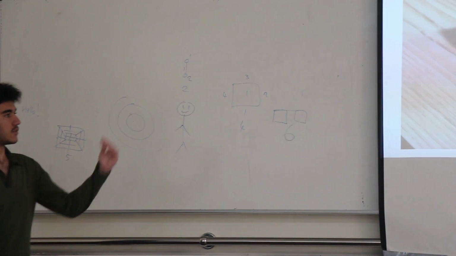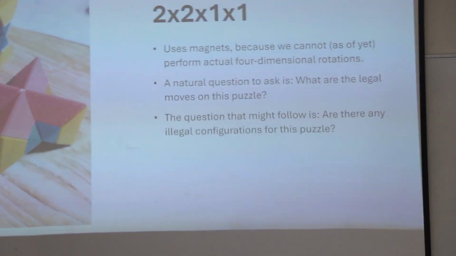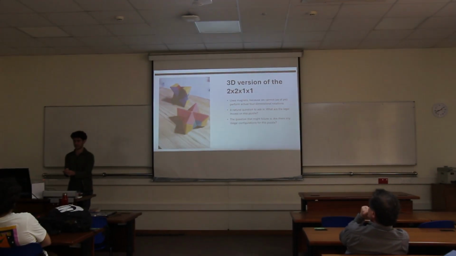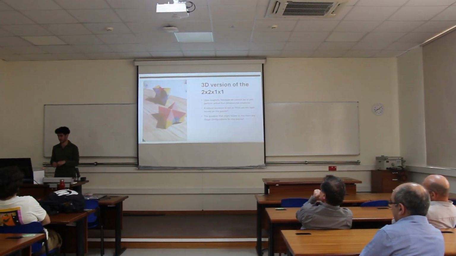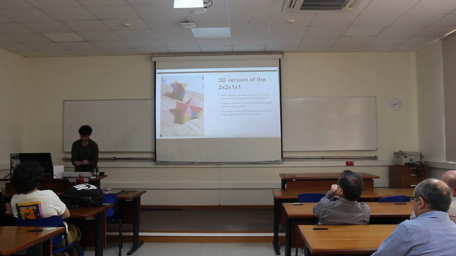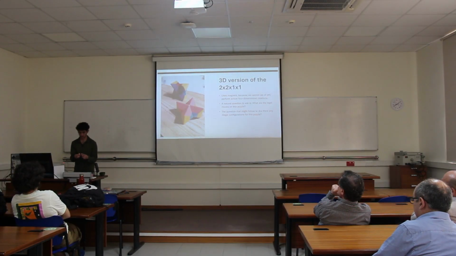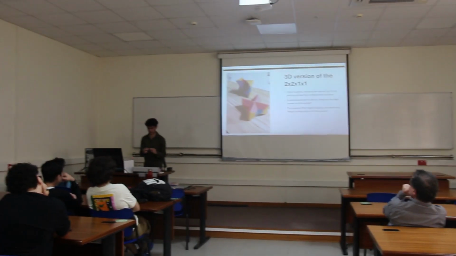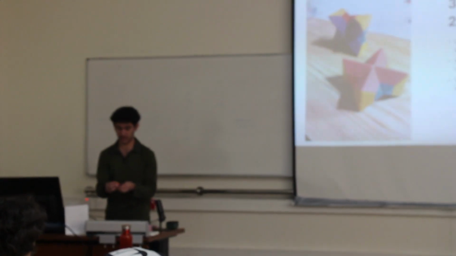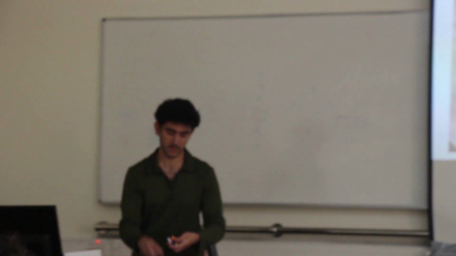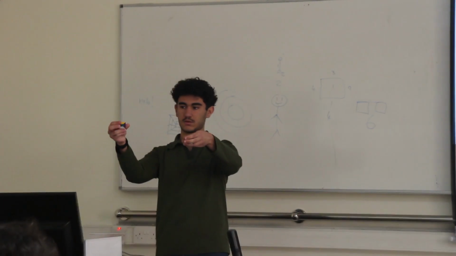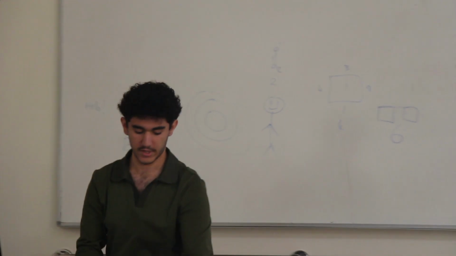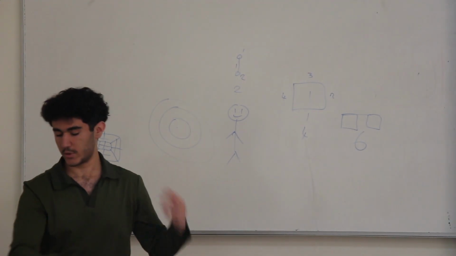Now, is there any illegal configuration? And yes, there are a few. For example, I can't just quarter gyro, so I can't grab one QB and turn it around. And I can't grab a QB and move it. I can't grab a QB and twist it like this. Like this. That's also breaking the puzzle. There are a few others, but I won't go into them.